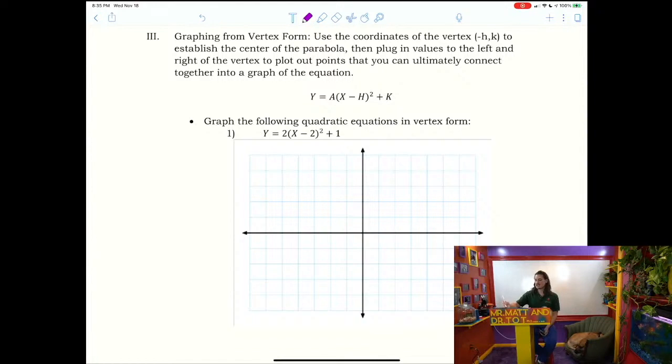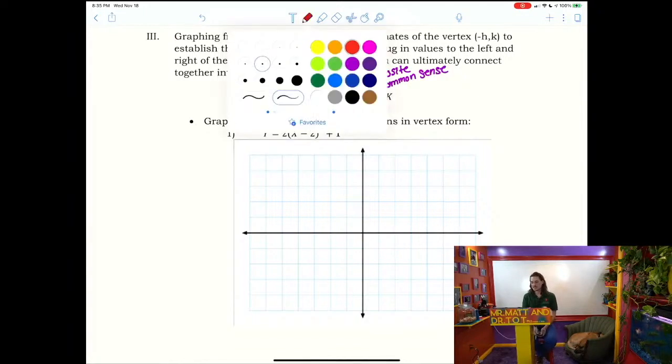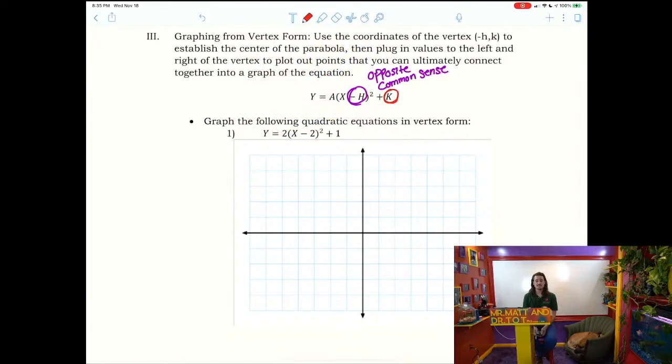Because in the actual formula, it has a negative. Notice that the k value doesn't have a negative attached through addition. So there's no implicit operation in the formula that is switching the signs of any of these inputs for k. But for h, the sign does get flipped. So that means that the h value, or the horizontal shift value, or in other words, the x coordinate of the vertex, is opposite common sense.